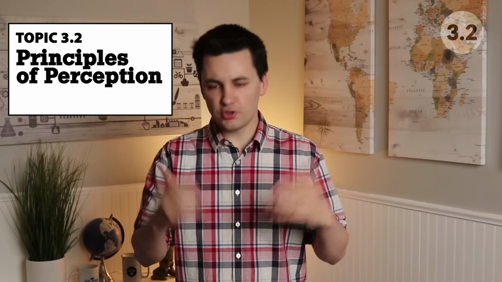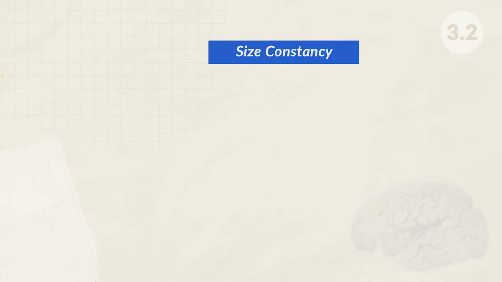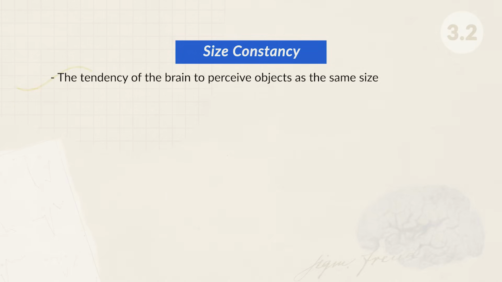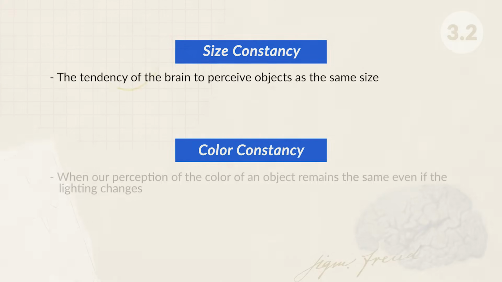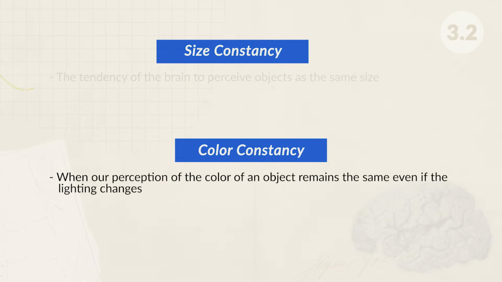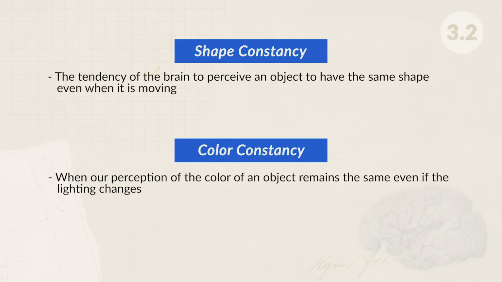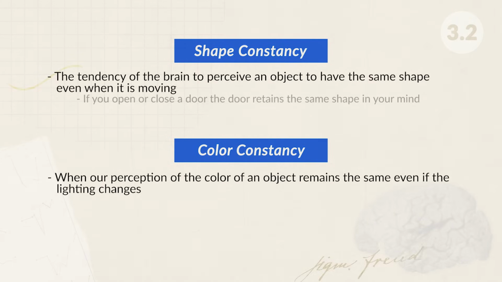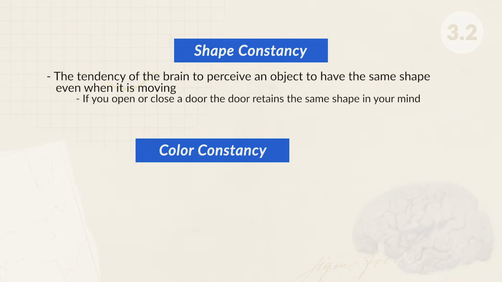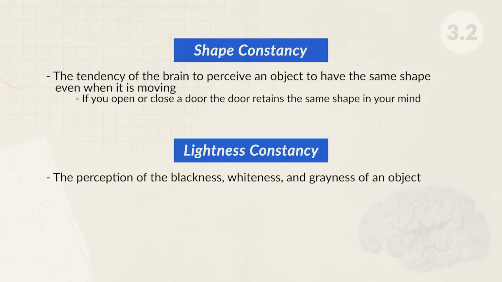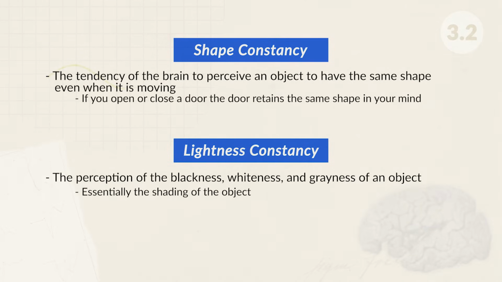Now, in section 2 of Unit 3, we explore the different principles of perception. To start, let's talk about perceptual constancy, which is when you perceive objects and stimuli with familiar standard shape, size, color, and lightness, even when changes are occurring. Size constancy is the tendency of the brain to perceive objects as the same size, while color constancy is when our perception of a color of an object remains the same, even if the lighting changes. Shape constancy is the tendency of the brain to perceive an object to have the same shape, even when it's moving. For example, if you open or close a door, the door will remain the same shape in your mind. Lightness constancy is the perception of blackness, whiteness, and grayness of an object. Essentially, it's the shading of the object.